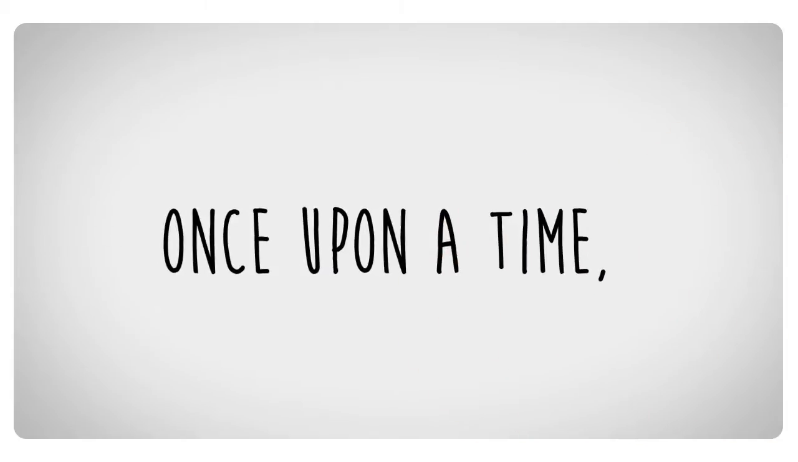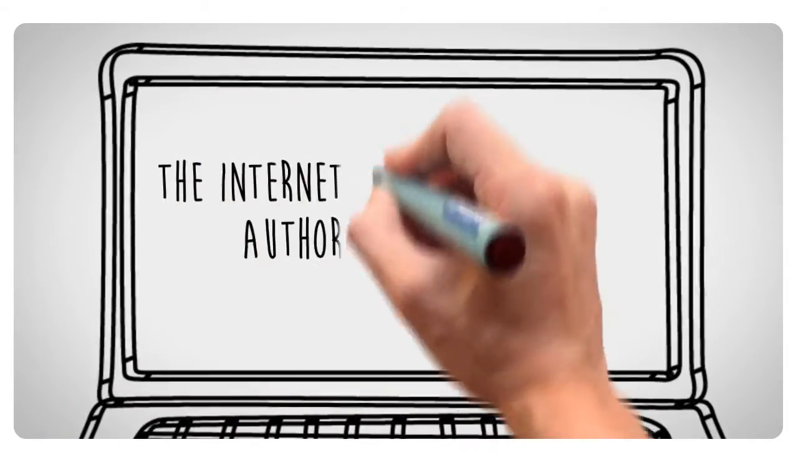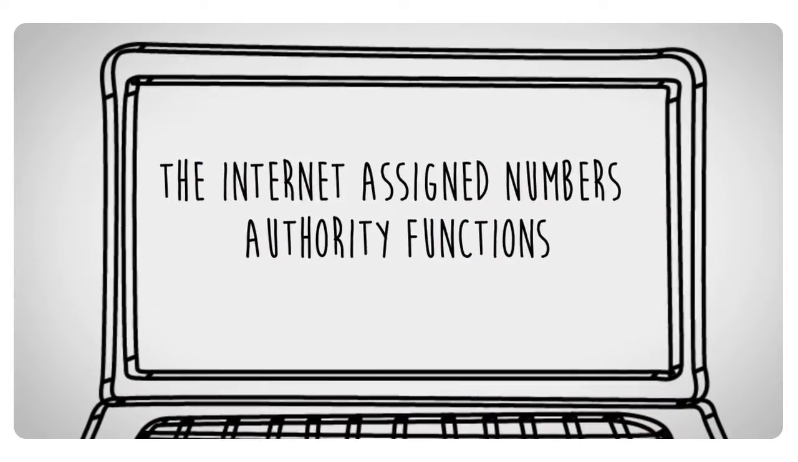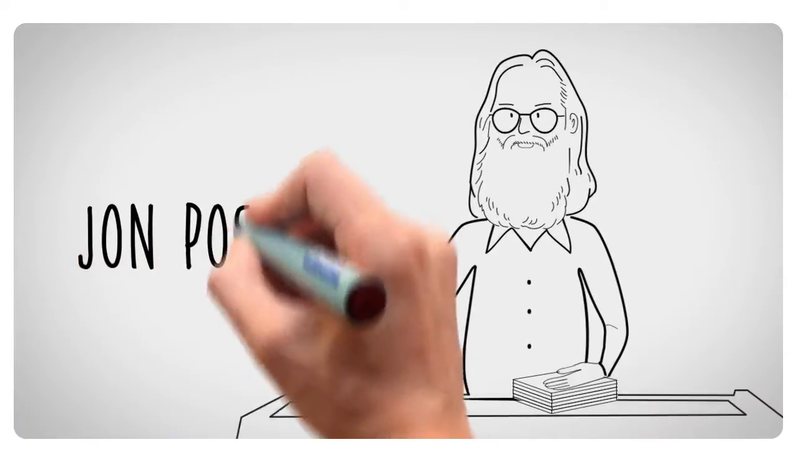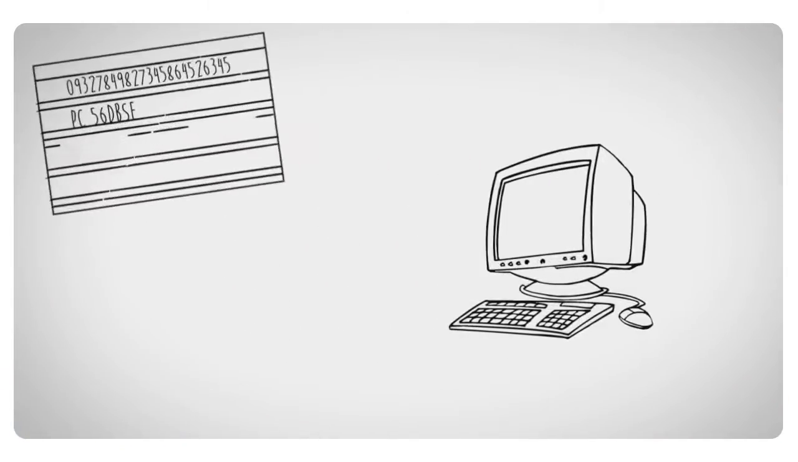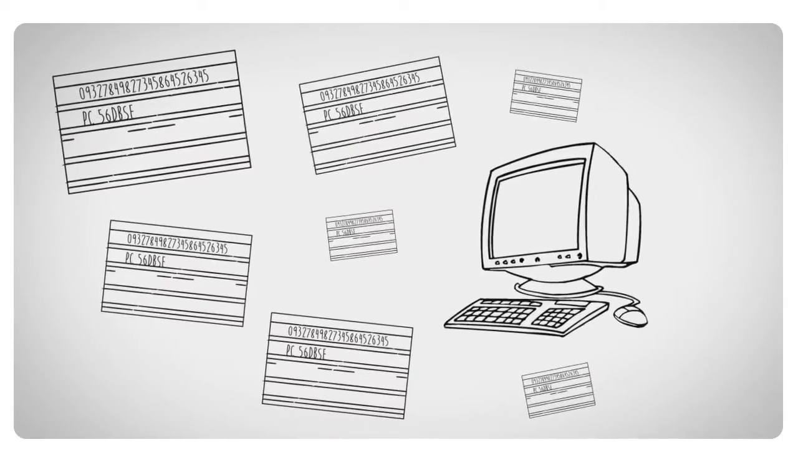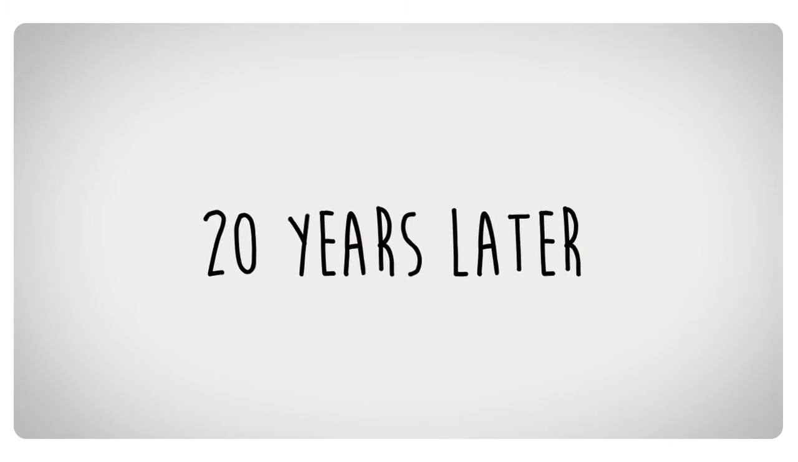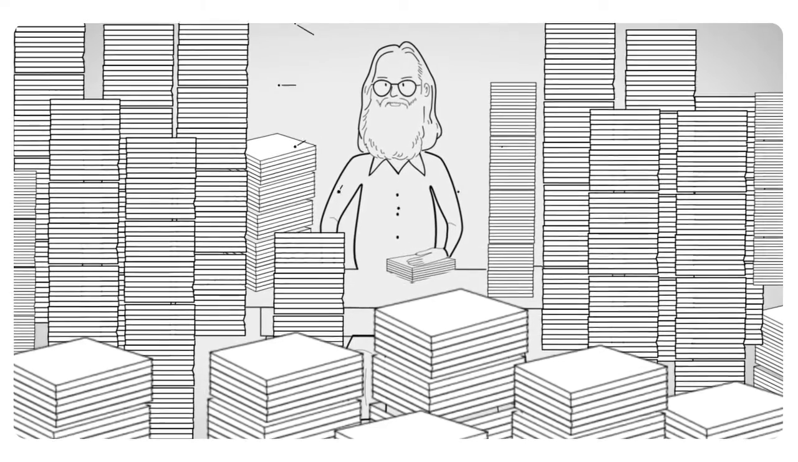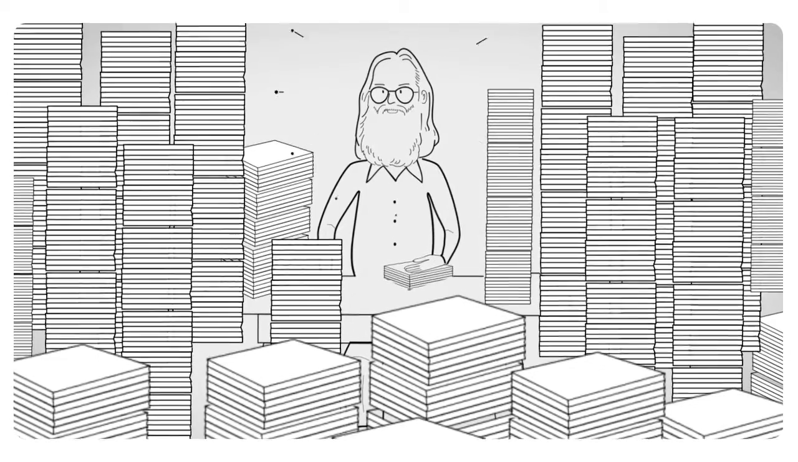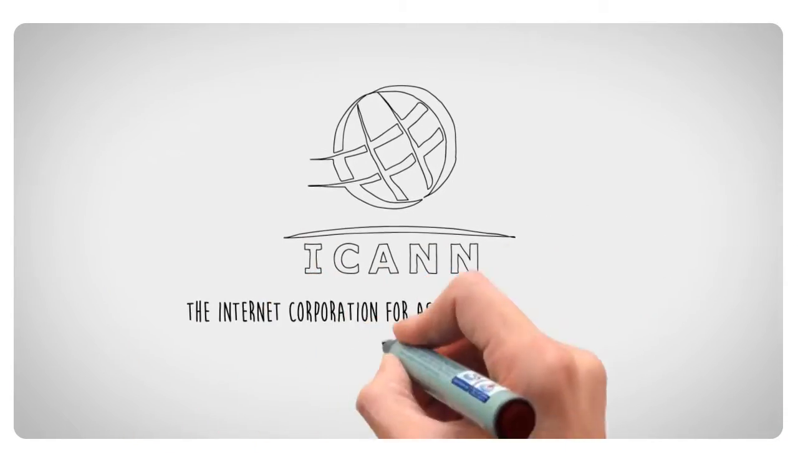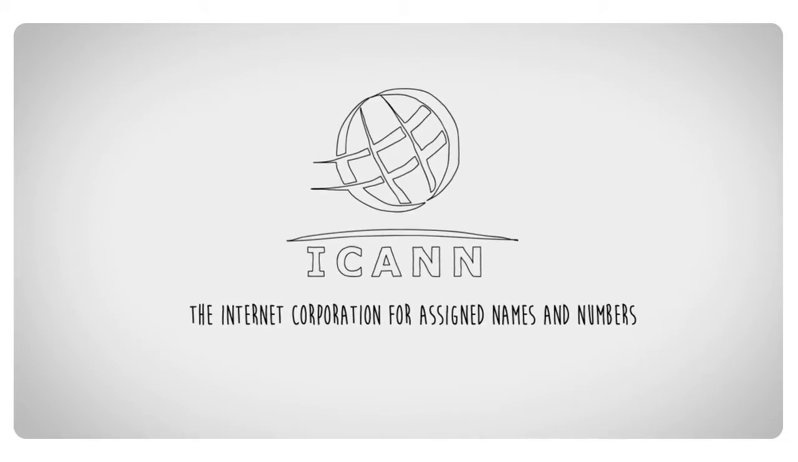Once upon a time, the Internet Assigned Numbers Authority functions were all performed by one person, John Postel. He had a notebook and index cards on which he kept the names of large computers and the numbers associated with them. Almost 20 years later, the Internet has grown tremendously, and the IANA functions can no longer be managed by just one person. Today, that job belongs to ICANN, the Internet Corporation for Assigned Names and Numbers.